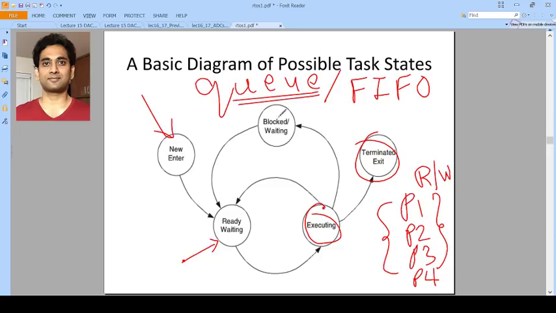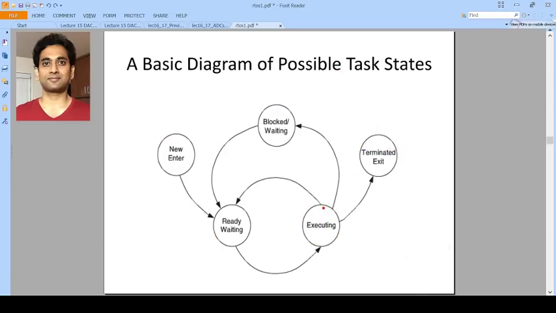Okay, the same is the case with blocked or waiting states. So a data structure called a queue keeps a list of all the waiting or blocked tasks.